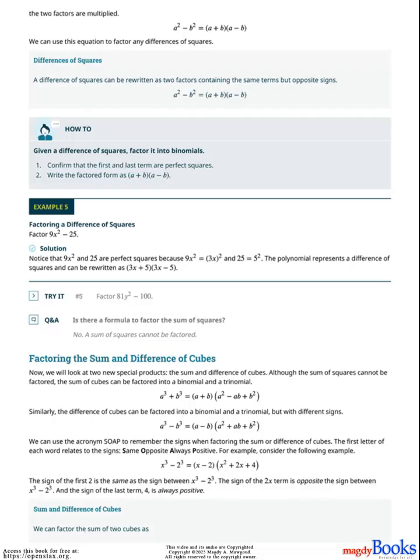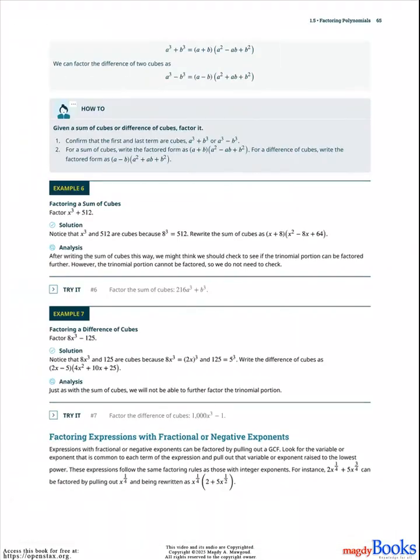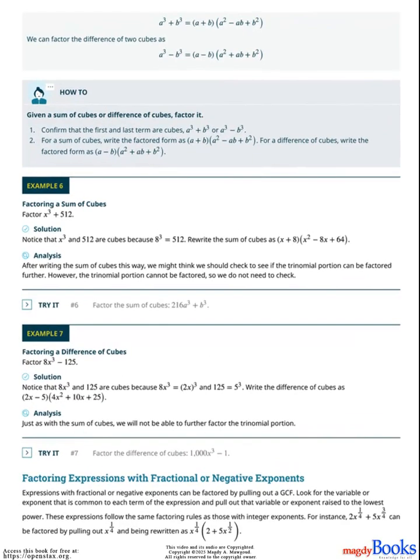We can factor the sum of two cubes as a cubed plus b cubed equals (a plus b) multiplied by (a squared minus ab plus b squared).